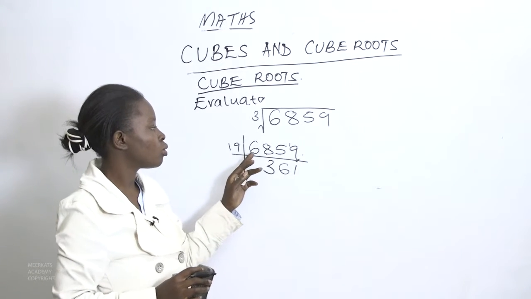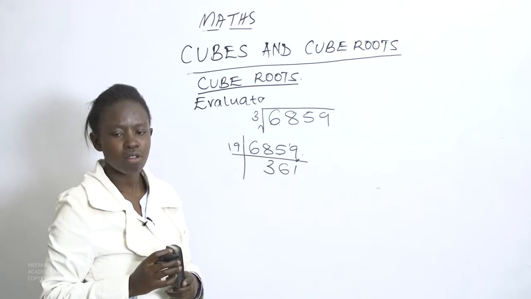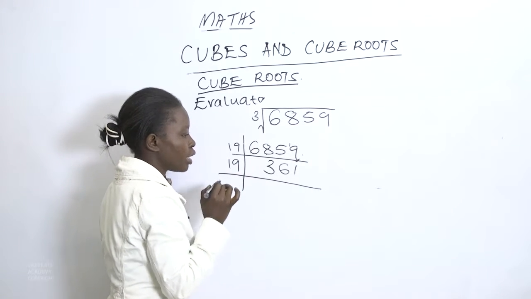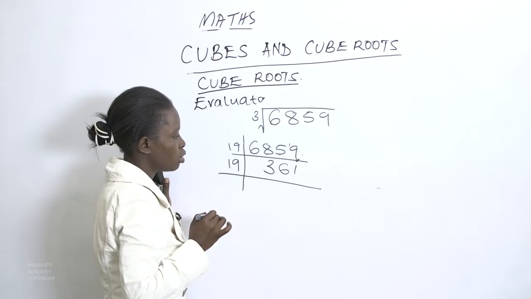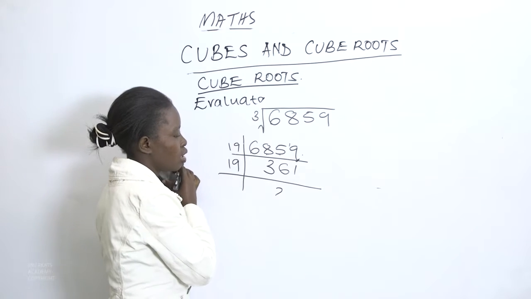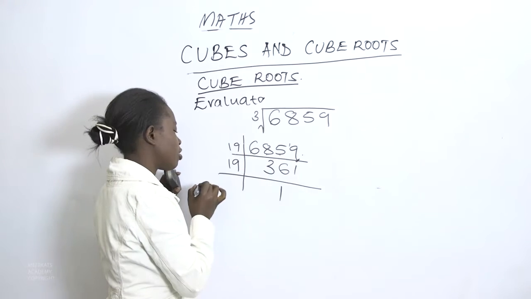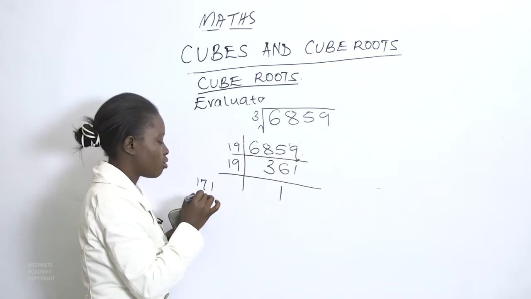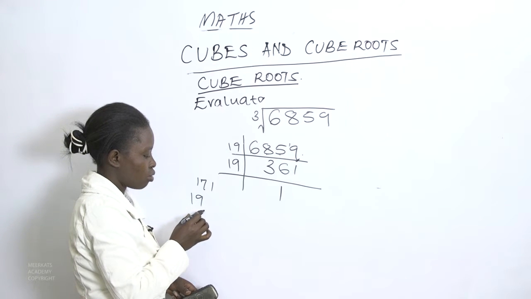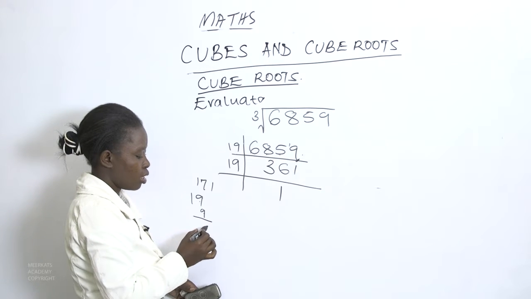So 19 into 6,859 is 361 times. So the next prime number will still be 19. 19 into 36, that is once, and we have a remainder of 17. So 19 into 171, we need to find out how many times is 19 into 171. So 19 times 9, 9 times 9 is 81.